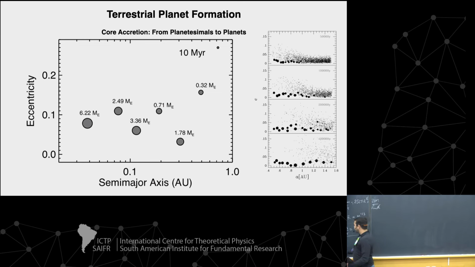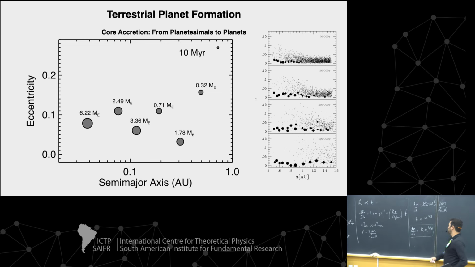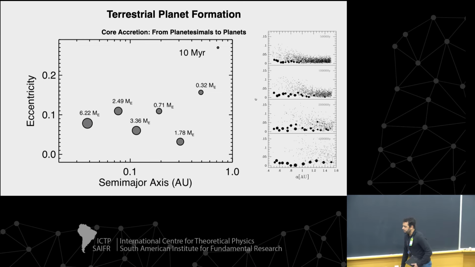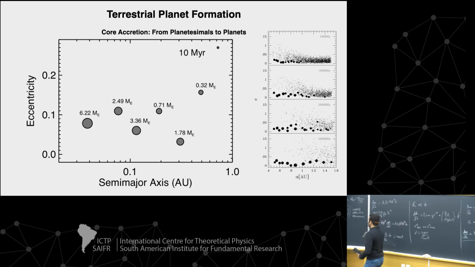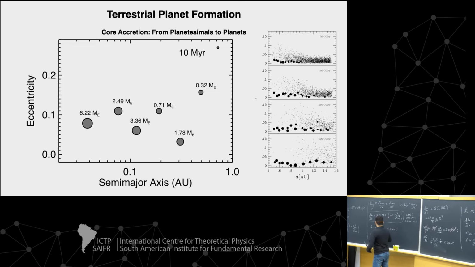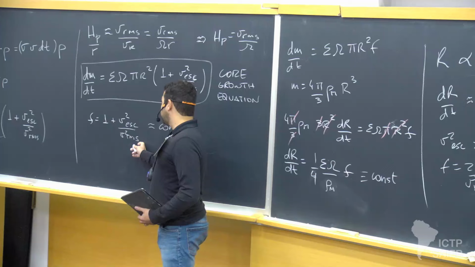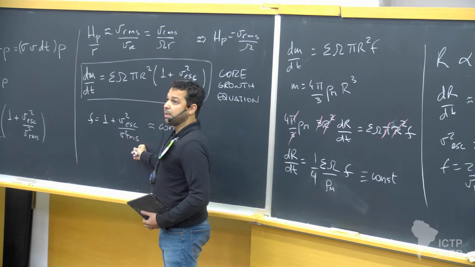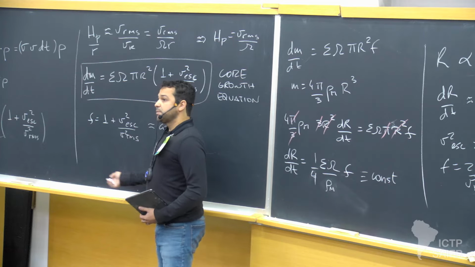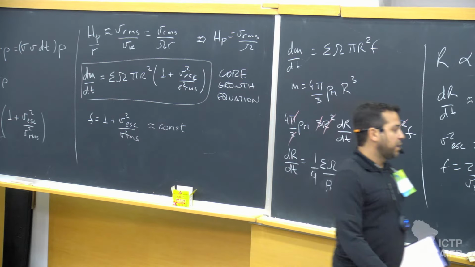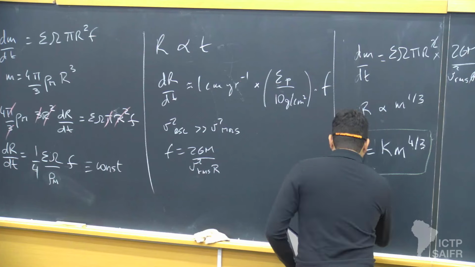So what can you use if the distribution is dynamically hot? V escape being much, much more than v RMS means that the population is dynamically cold. But as v RMS becomes big, you have a dynamically hot population. So this is for dynamically cold.